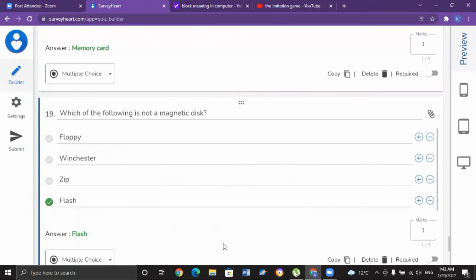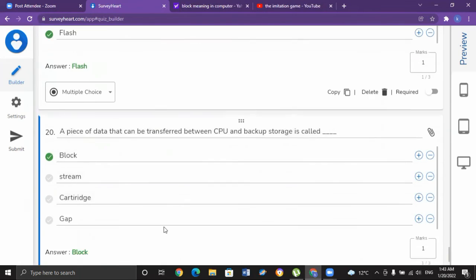Which of the following is not a magnetic disk: floppy, Winchester, zip, or flash? Flash is not a magnetic disk. And what is actually a magnetic disk? A magnetic disk is the storage of data on a magnetized medium. Whenever we store data on a magnetized medium, it is considered a magnetic disk. Flash is not an example of a magnetic disk. That is option D for MCQ number 19.